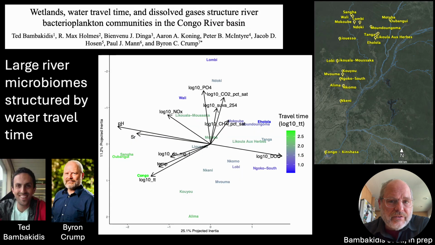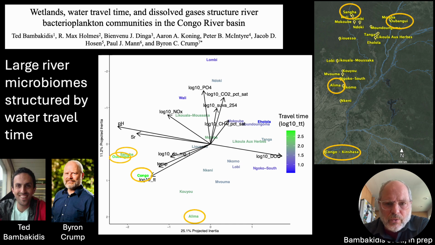My student Ted Bambakidis used 16S ribosomal RNA gene amplicons to survey river microbiome diversity, and he produced this co-inertia plot that shows the relationships between microbial diversity at all of the sites, and they're labeled with the name of the river, between the diversity and several environmental measurements. And he found that one of the strongest relationships was with water travel time, particularly associated with the 4 largest river sites circled here in orange, the Sanga, Ubangi, Alima, and Congo rivers.